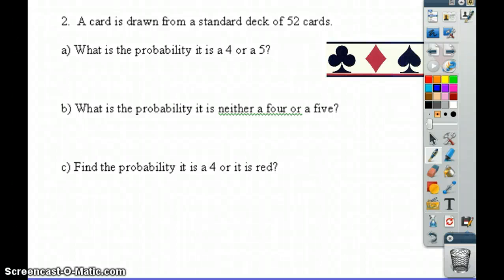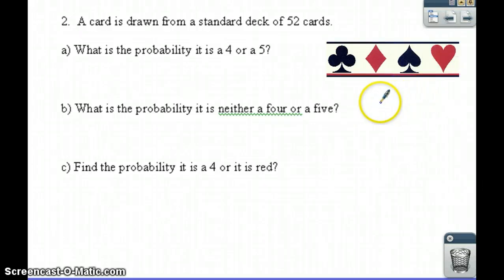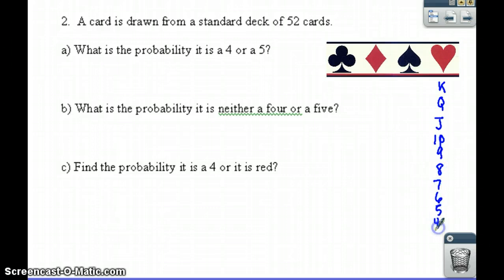Let's continue with our notes on compound events. So number 2, a card is drawn from a standard deck of 52 cards. What's the probability that it is a 4 or a 5? Once again, remember we have 4 different suits, and under each suit there are 13 cards. 3 face cards, the king, the queen, the jack, and then the numbers 10 down to 2, and then we've got the ace.